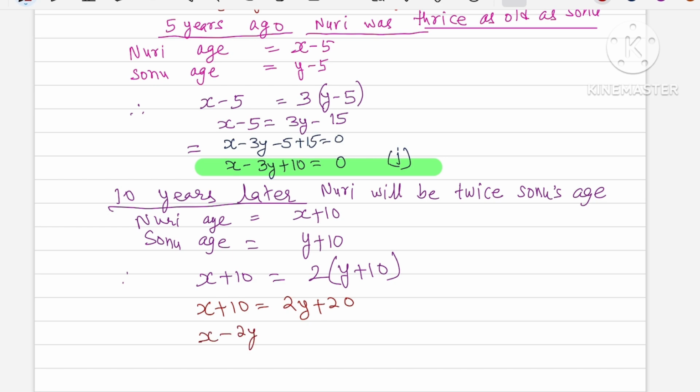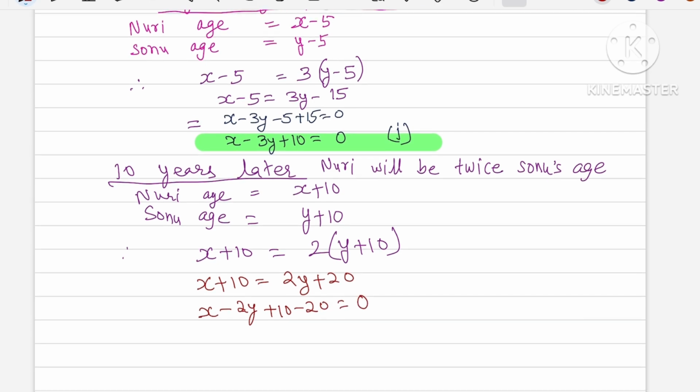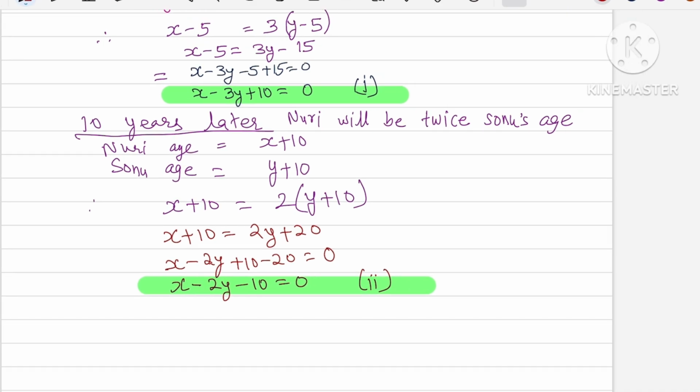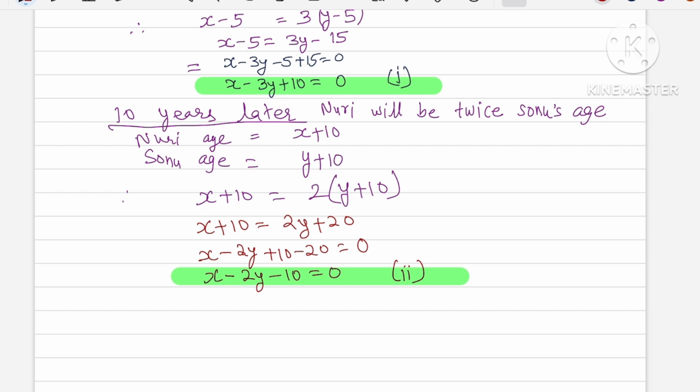Now 2Y goes to the left side, so it becomes X minus 2Y plus 10 minus 20 is equal to 0. So this would be the second equation: X minus 2Y minus 10 is equal to 0. This is our second equation. So we are going to write down these two equations together and then solve them.